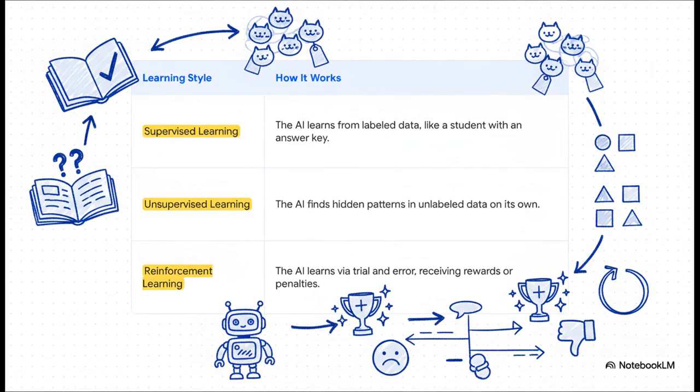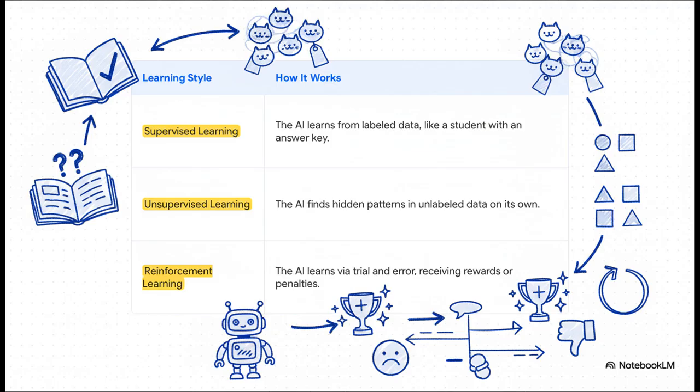So, how do we, as teachers, actually teach it? Well, we've got a few different teaching styles. With supervised learning, it's like we give our AI the textbook and the answer key. We show it a million pictures of cats, all neatly labeled cat. Then there's unsupervised learning. Here, we just dump all the pictures on its desk with no labels and say, all right, figure it out, find the patterns yourself.